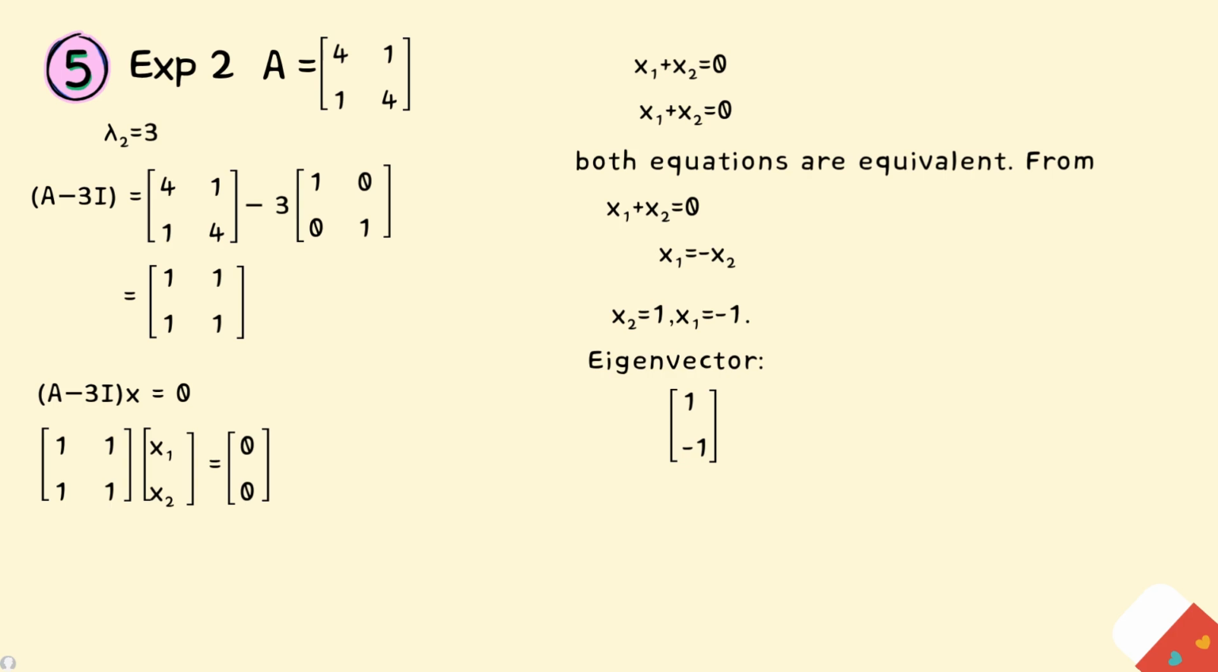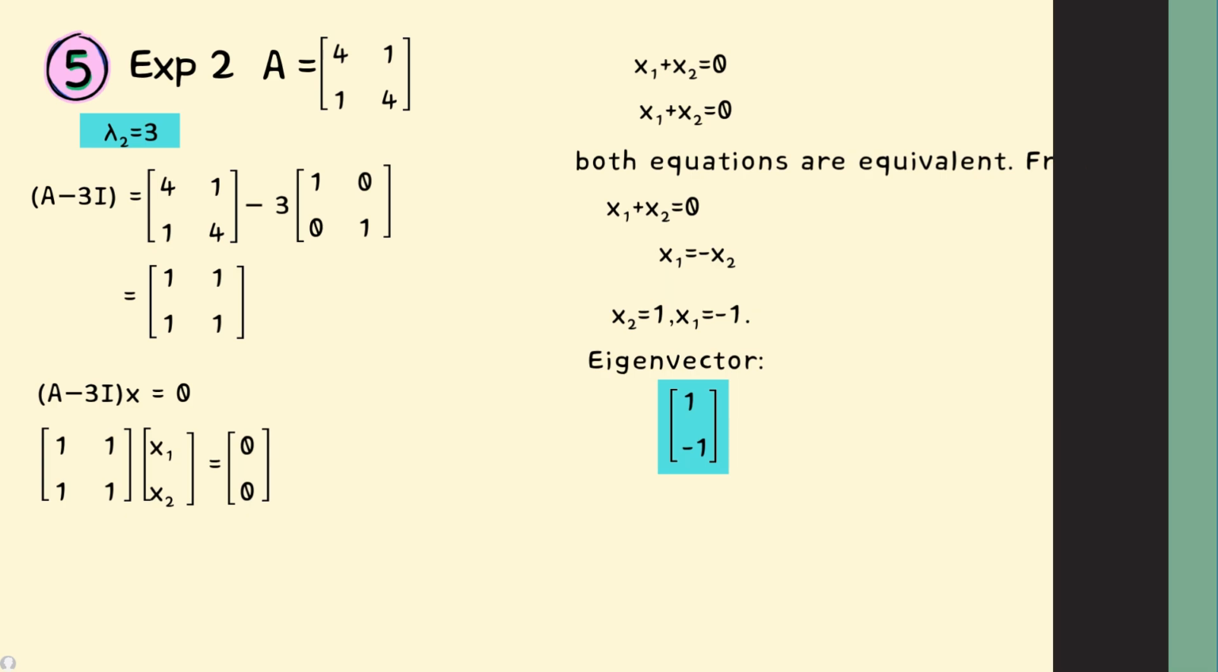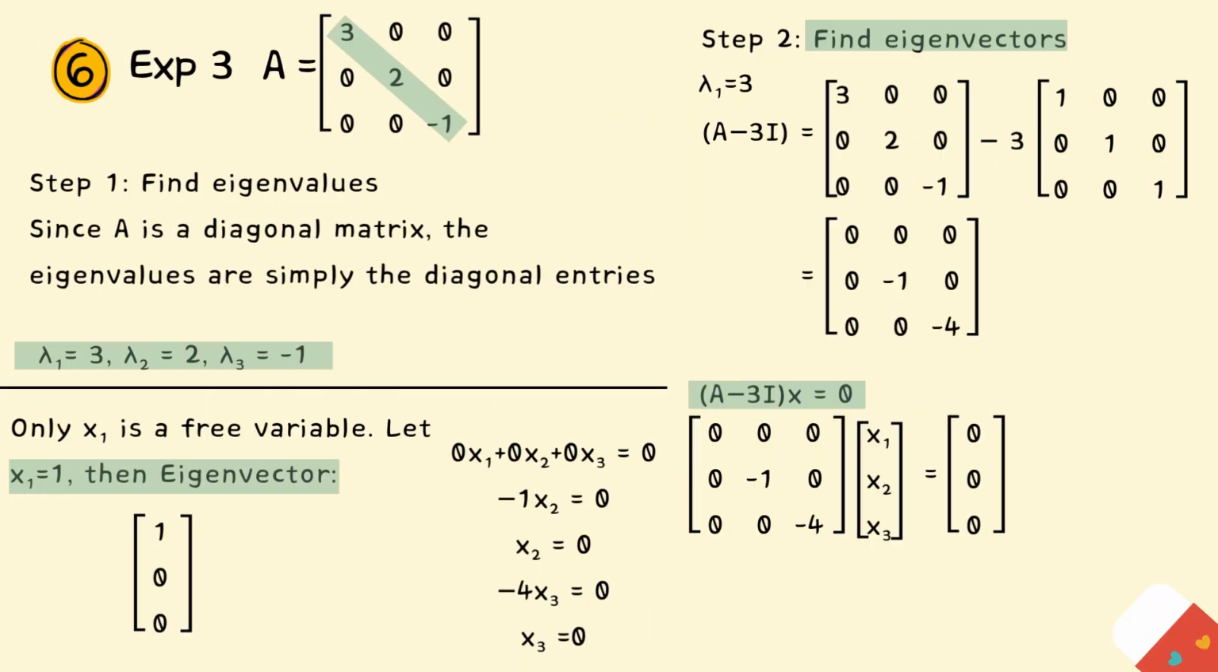We also need to find the eigenvector for lambda equal to 3. From the system of linear equations for the eigenvalue, we got eigenvector [1, -1] for lambda equal to 3. Next, we know for a diagonal matrix A, the eigenvalues are just the numbers on the diagonal. For example 3, the eigenvalues are 3, 2, and negative 1. Simple because diagonal matrices only stretch vectors along the axis, no fancy rotation.